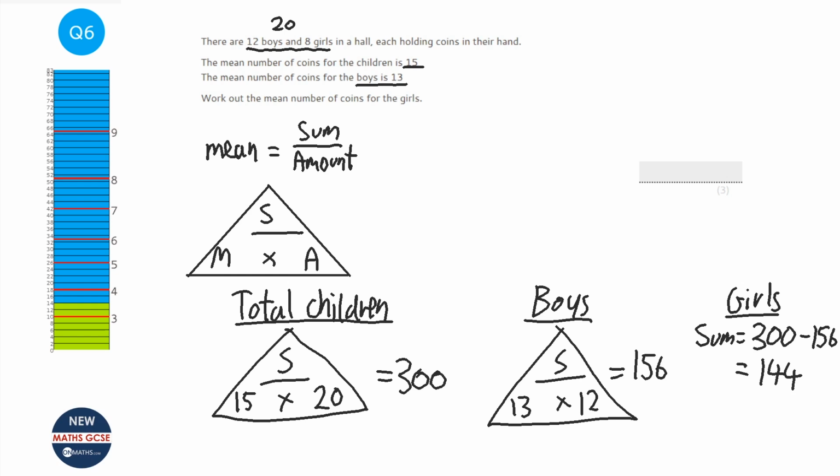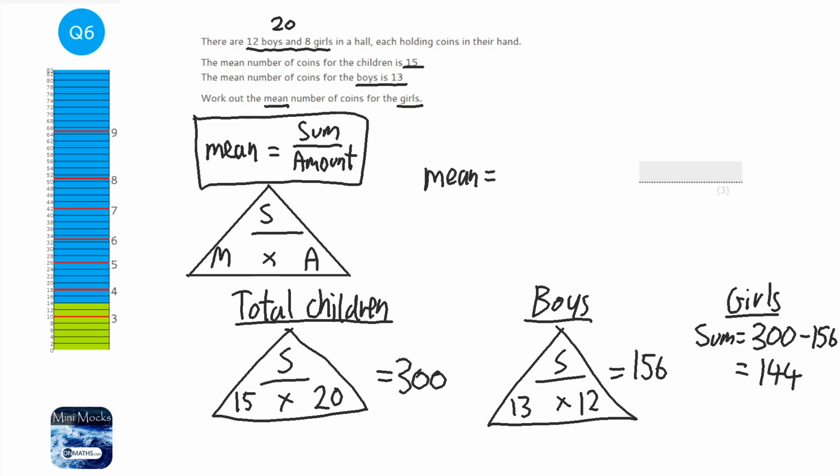So we know what the girls add up to, because if the boys add up to 156 and the total children adds up to 300, then the girls must add up to 144. But we're asked for the mean for the girls. So to work out the mean, we just go back to our standard formula we had at the start, which is this one. To work out the mean, it's the sum, which we worked out as 144, over the total, and it says there's 8 girls. So we do 144 divided by 8, which equals 18. So our answer is 18.